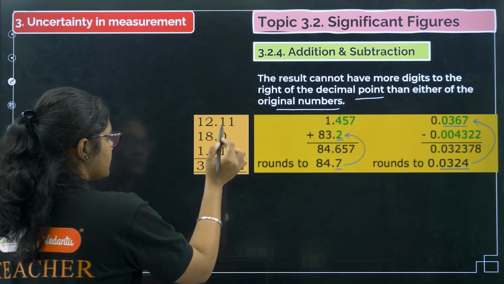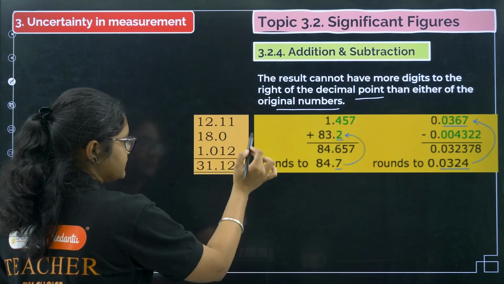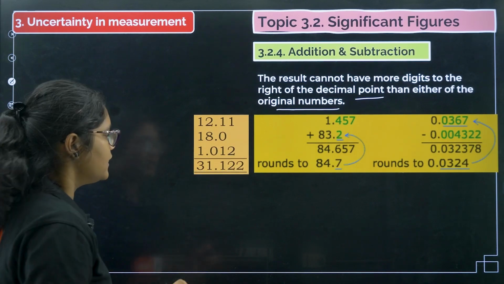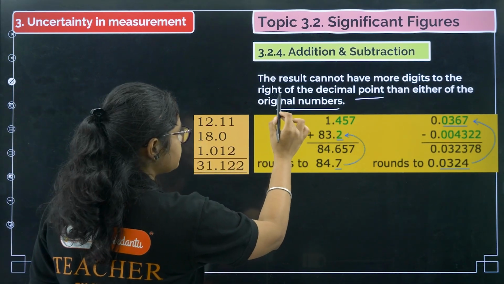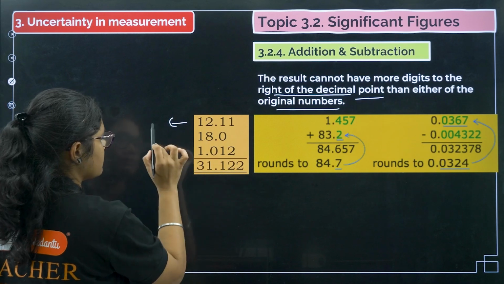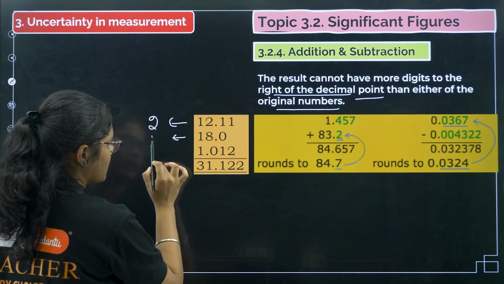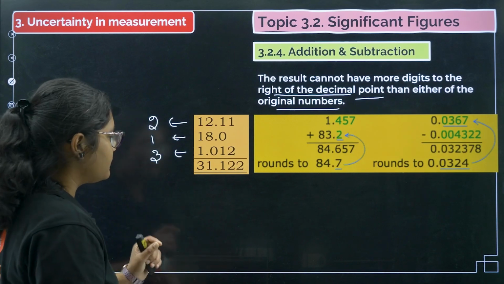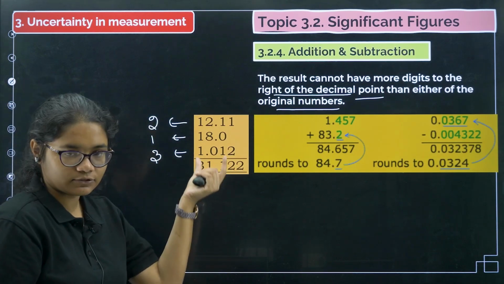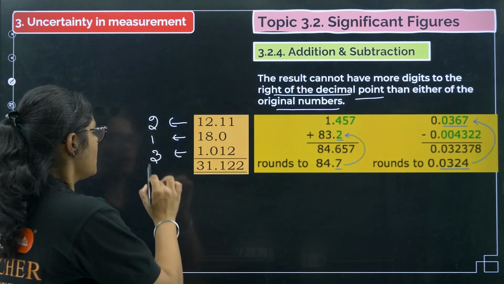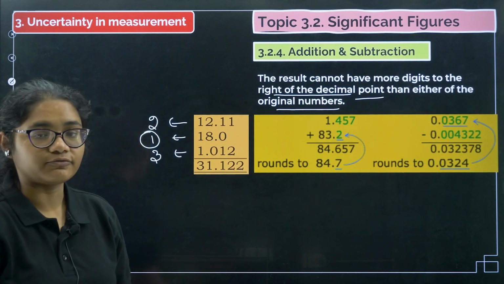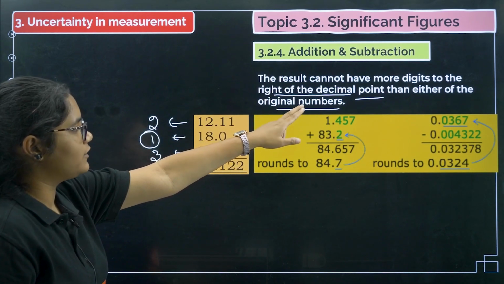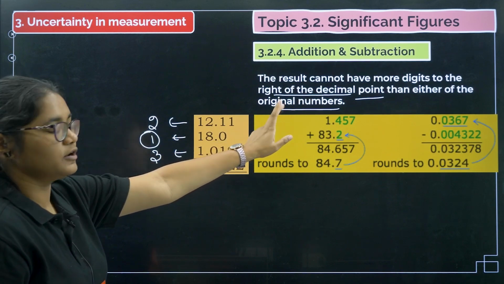So now you see, suppose I am adding these three numbers: 12.11, 18.0 and 1.012. To the right of the decimal point, how many digits are there? Here it is 2, here it is 1, and here I have 3. So the answer to this addition should also have only one digit after the decimal. It cannot have more digits to the right of the decimal point than the original number with the fewest.